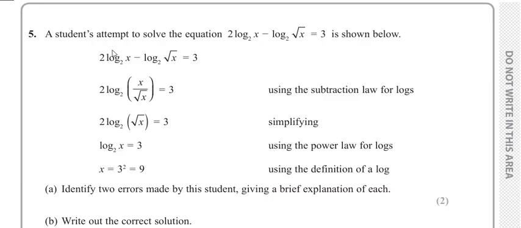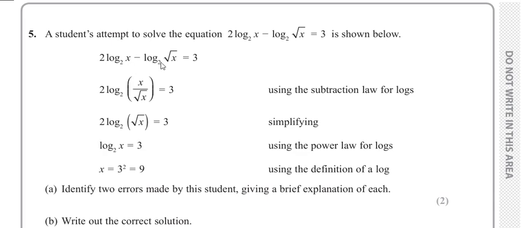Question 5. A student's attempt to solve the equation 2 log x to the base 2 minus log square root of x to the base 2 is equal to 3 is shown below. All right. What's the question? Identify 2 errors made by the student, giving a brief explanation of each. All right. So we need to go through these statements made by the student and check for 2 errors.